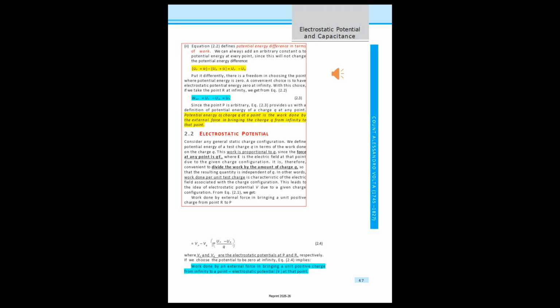With this choice, if we take the point R at infinity, we get from equation 2.2, W infinity P equals UP minus U infinity equals UP, equation 2.3. Since the point P is arbitrary, equation 2.3 provides us with a definition of potential energy of a charge q at any point. Potential energy of charge q at a point is the work done by the external force in bringing the charge q from infinity to that point.